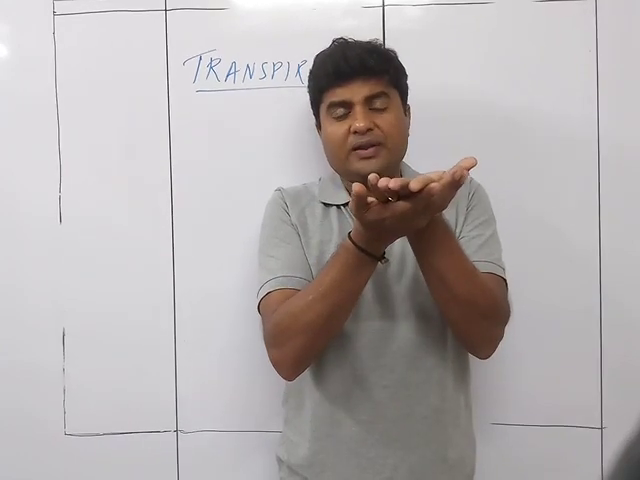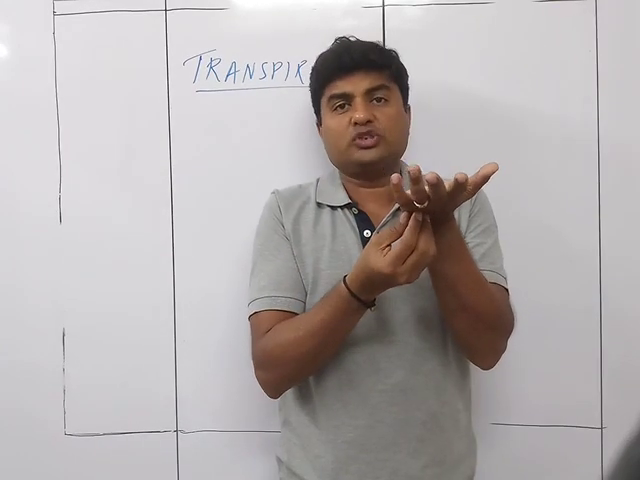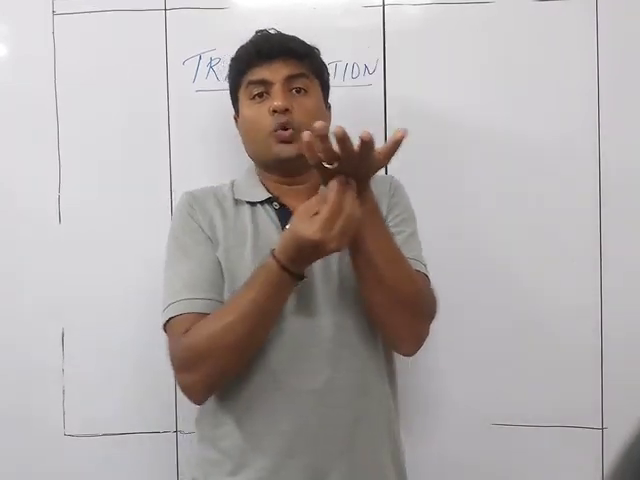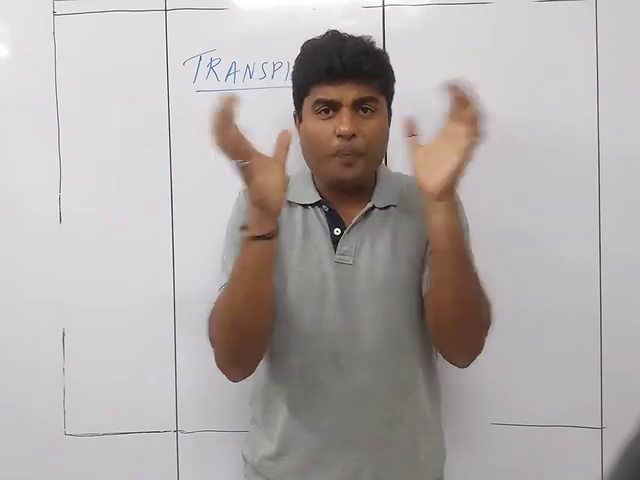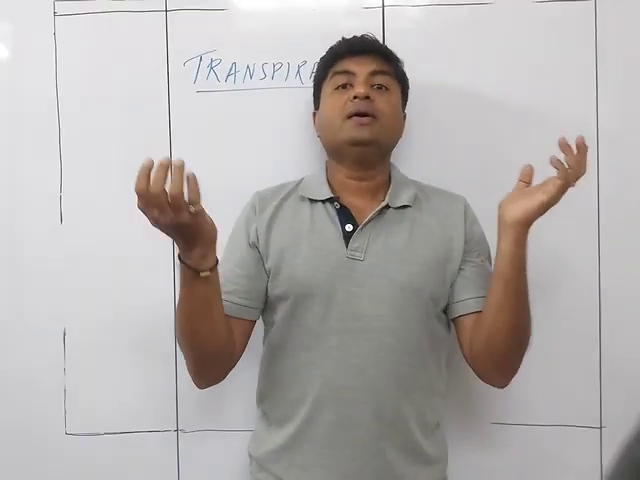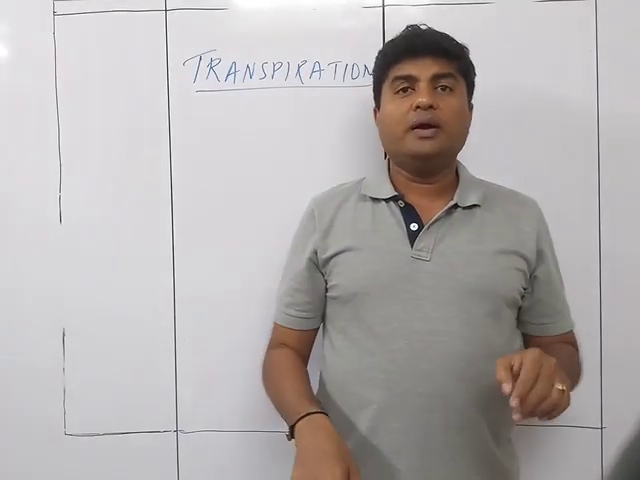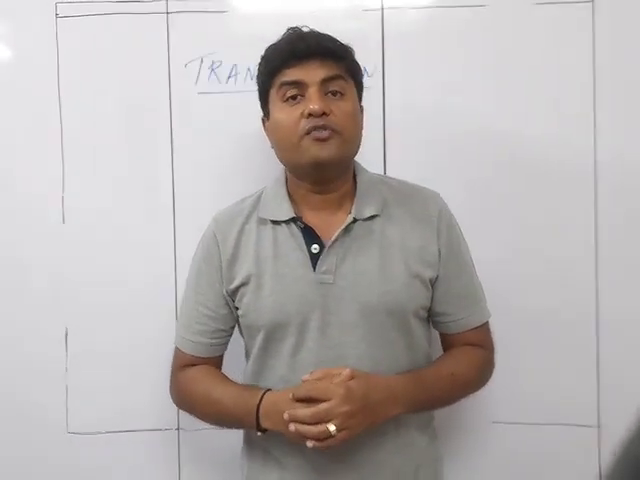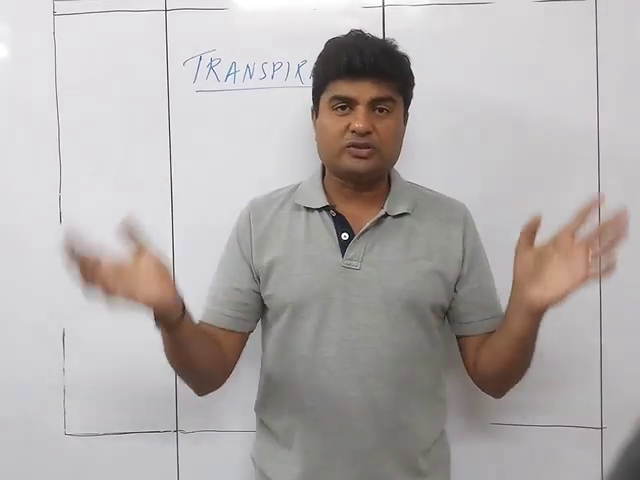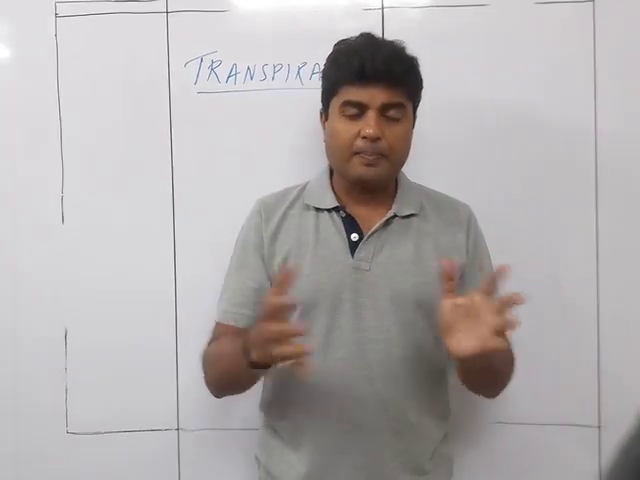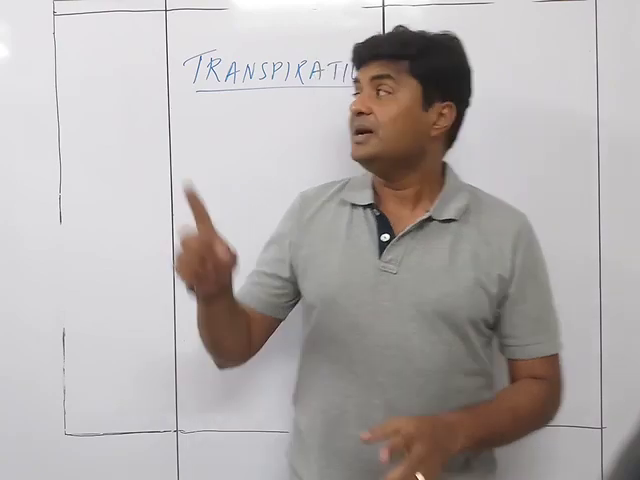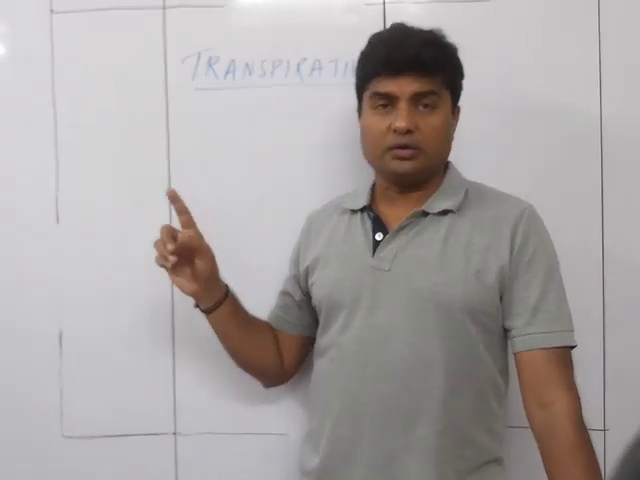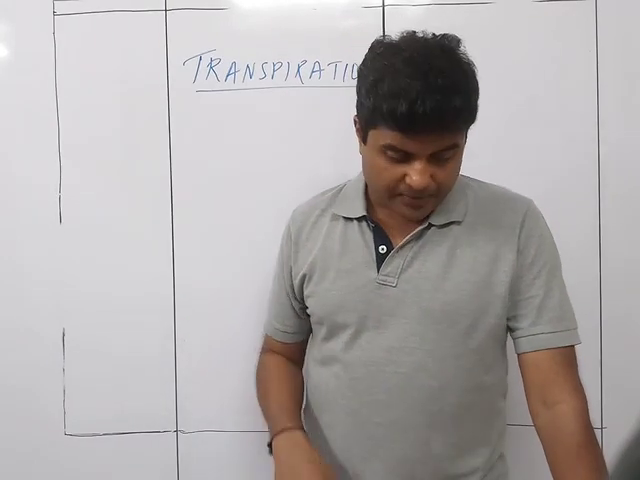So the lower part of the leaves contains openings which are called stomata, through which the carbon dioxide is taken in for photosynthesis. So when the opening opens up for taking in carbon dioxide, the water vapor escapes out, and that process of escaping out of the water vapor from the upper aerial parts of the plant is called transpiration. So transpiration is the loss of water from the aerial parts of the plant.